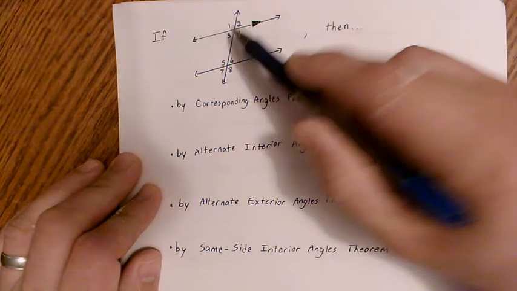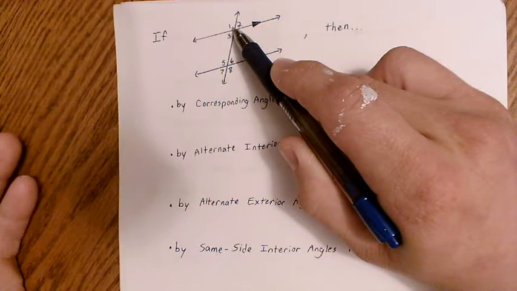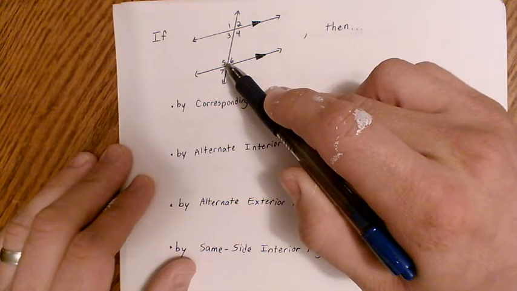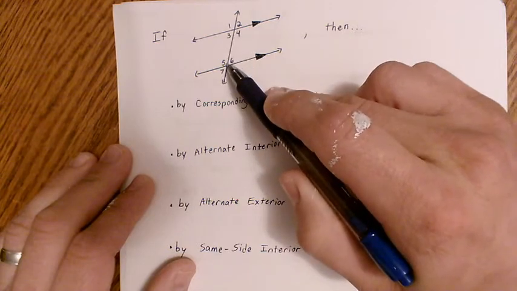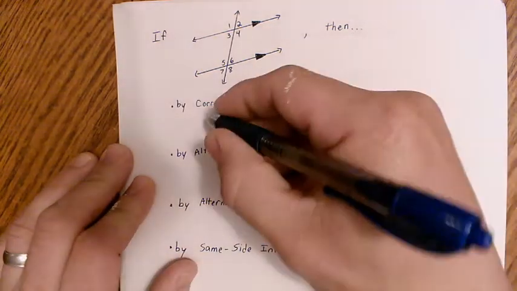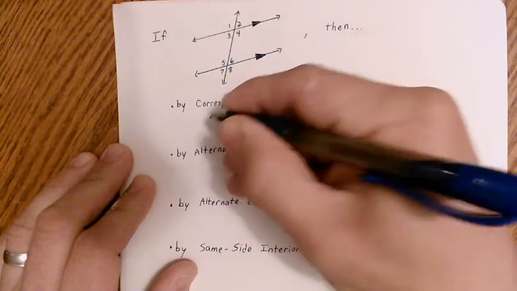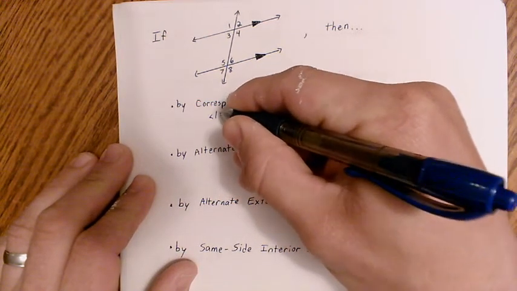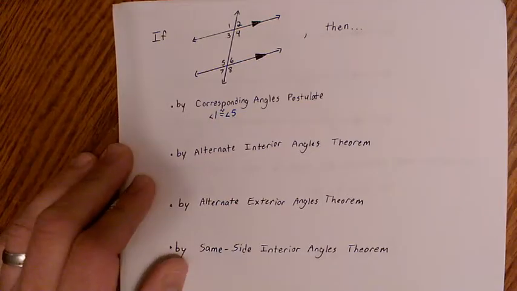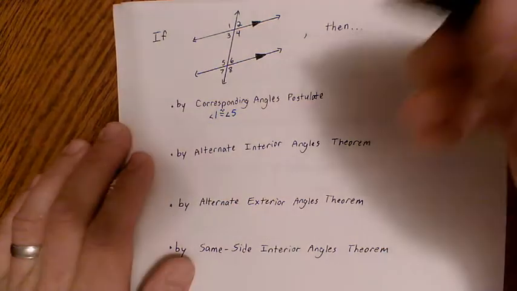So as I look here, angle 1 would be in what I describe as the top left position. So is angle 5. And so angles 1 and 5 correspond to one another because they're in the same place at each of the intersections. Now their relationship, because of the corresponding angles postulate, would be that angle 1 is congruent to angle 5. This would also indicate that they have the same measures.